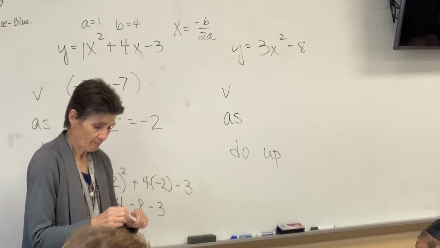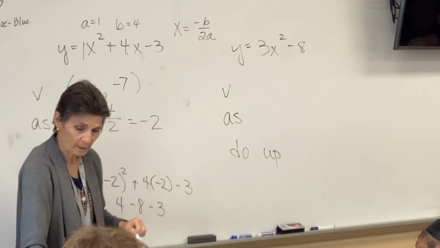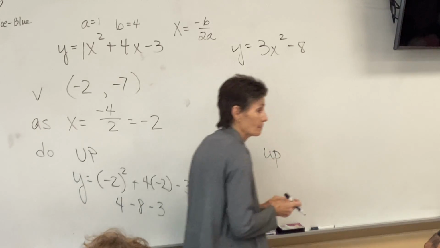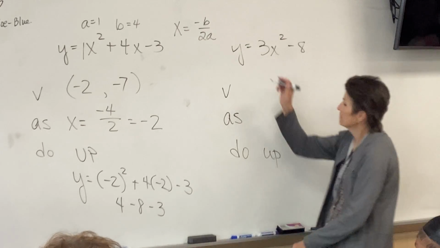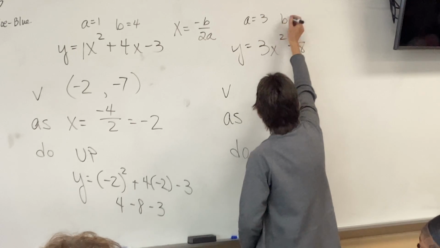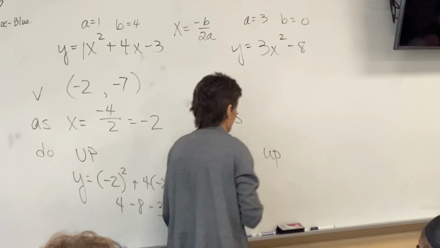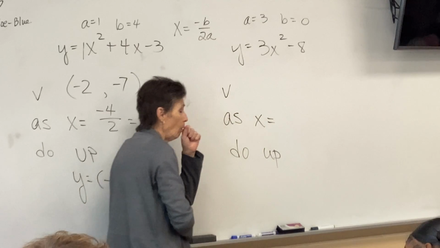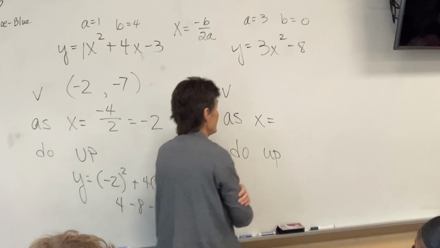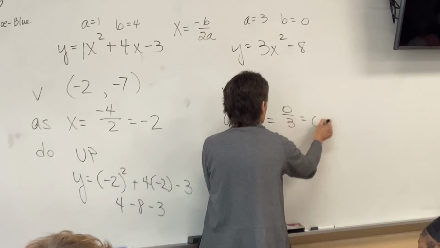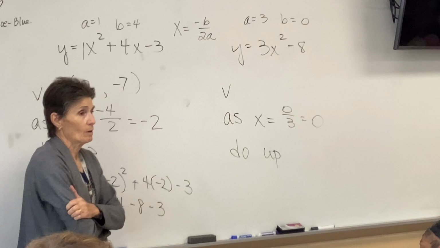Watch this one. What's a little tricky about this one? What's A? 3. A is 3. But what's B? 0. You don't have a B, which is fine. A is 3, B is 0. So your axis of symmetry is going to be 0 over 3, which is 0.